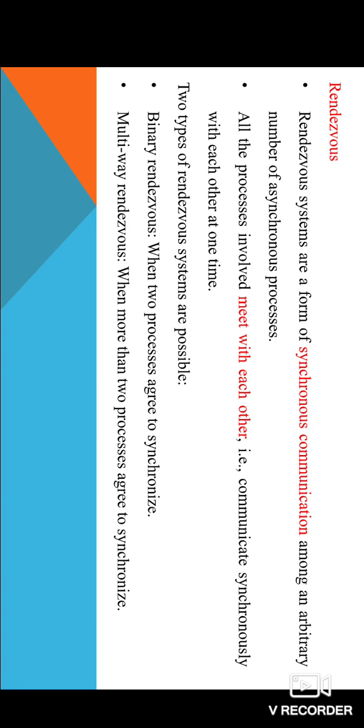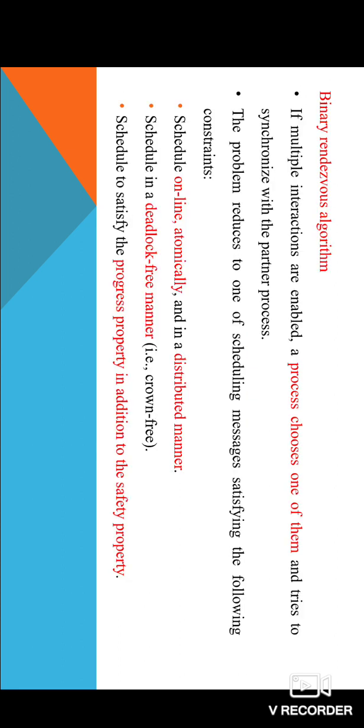We have two Rendezvous algorithms. One is the binary Rendezvous algorithm and the other is the multi-way Rendezvous algorithm. What do we mean by binary Rendezvous algorithm? Here we concentrate on only two processes. When two processes agree to synchronize, it is known as the binary Rendezvous algorithm. But what is the multi-way Rendezvous algorithm? When more than two processes agree to synchronize, it is called the multi-way Rendezvous algorithm. Anyway, we are concentrating on the binary Rendezvous algorithm.